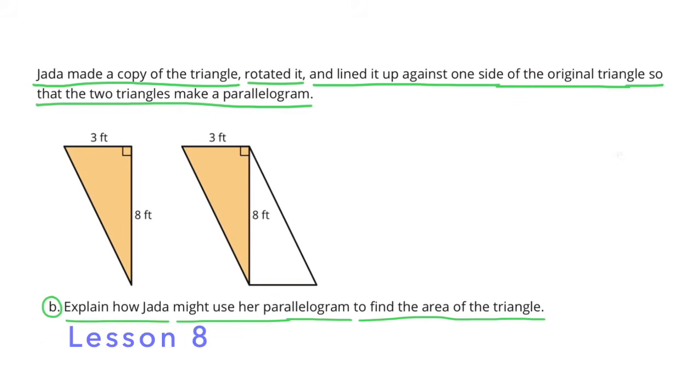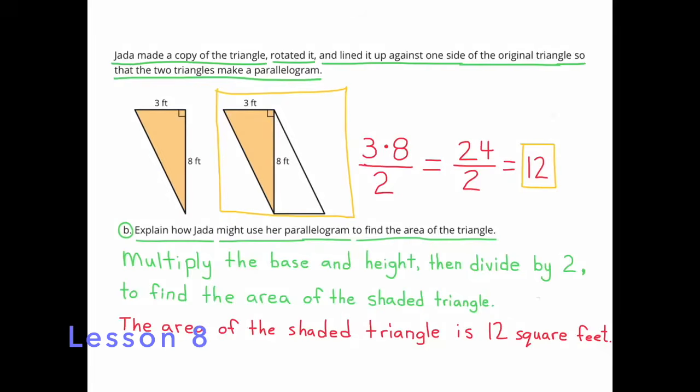Unlike Diego, Jada didn't make her parallelogram out of the same parts as the triangle. Since Jada used the original triangle and a copy of the original triangle, the area of her parallelogram is going to be twice the size of the area of the triangle. So when we multiply the base times the height, 3 times 8, we'll get 24.